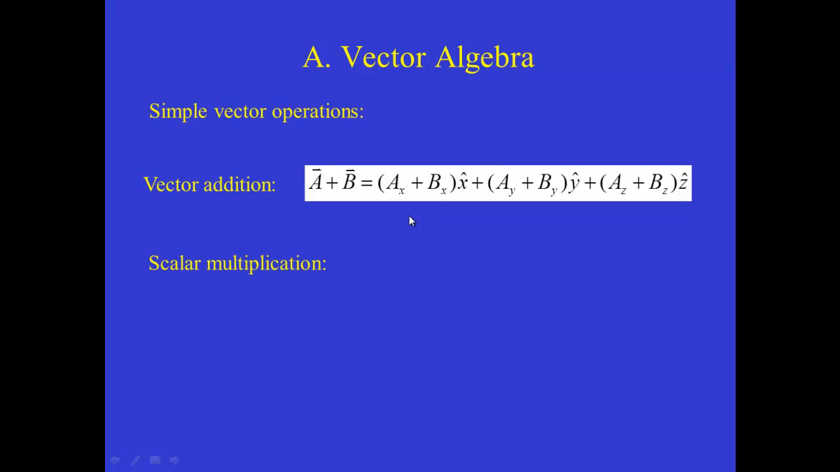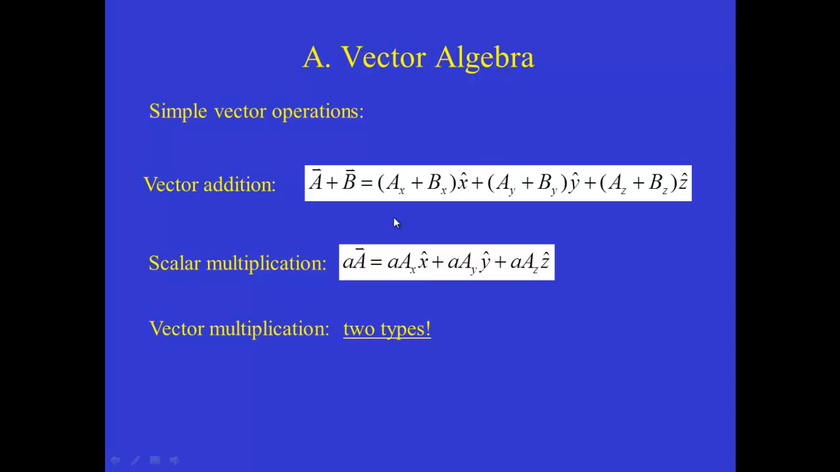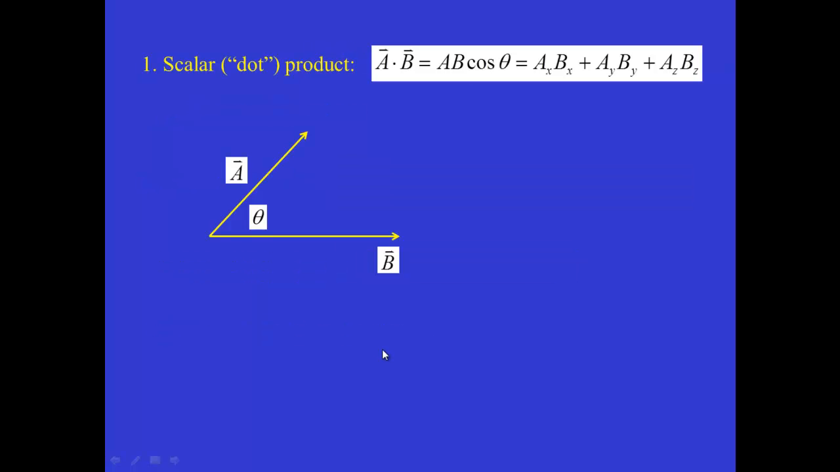There's such a thing as scalar multiplication, where we multiply a scalar or a number by a vector, and that's very simple and intuitive. Finally, vector multiplication. How is it that we can multiply 2 quantities that involve magnitude and direction? And it turns out there are 2 different ways to do it. One is called the scalar product, or the dot product.